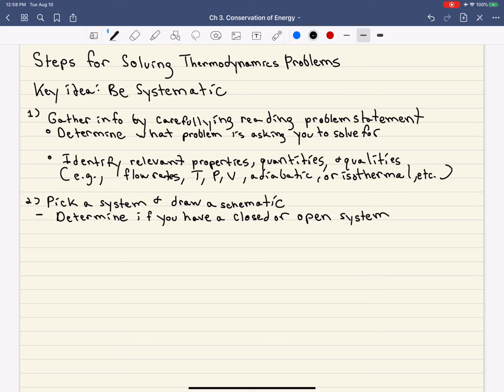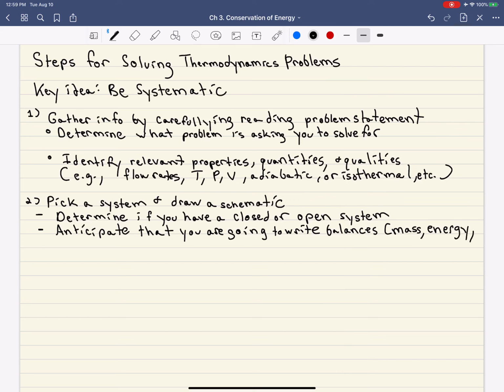And as you're drawing the system, what you got to anticipate is that you're going to start writing out some sort of balances. So you're going to write balances. And so those will be mass, energy, and once we get to chapter 4, also entropy balances as well.